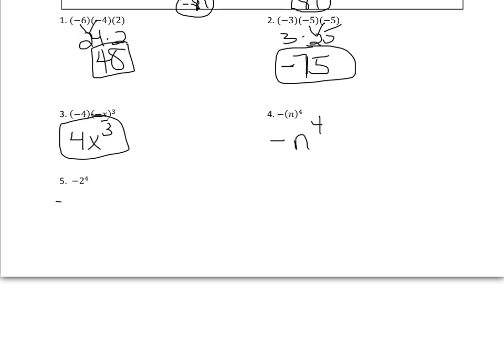Another way you can think of it in your brain, again, is like a negative 1 times 2 to the fourth power. So you do the 2 to the fourth power first, which would be 2 times 2 is 4, times 2 is 8, times 2 is 16. So it's like a negative 1 times 16, which is going to be a negative 16. All right, and that's one that often trips people up, so be really careful with that.